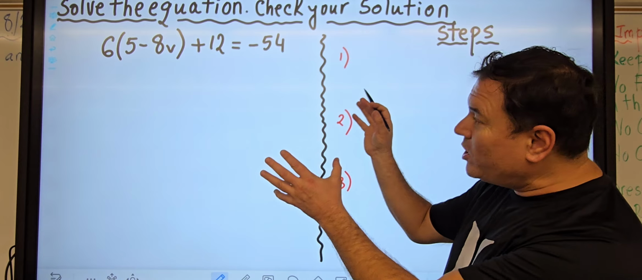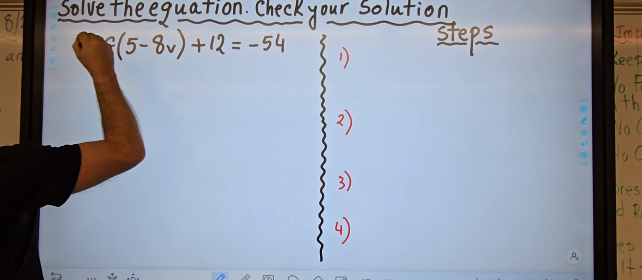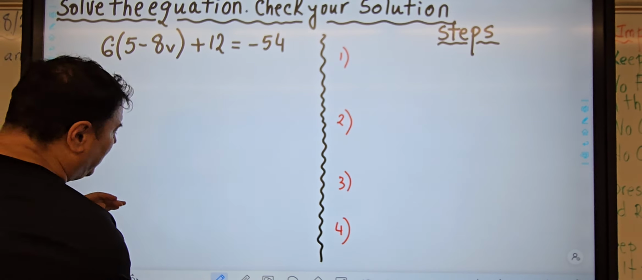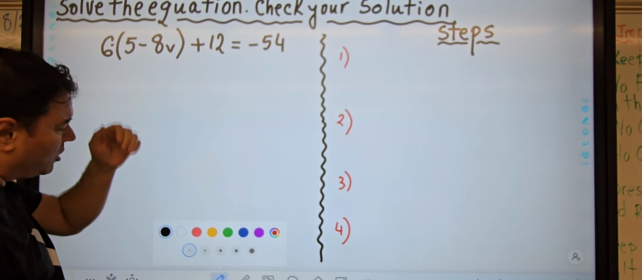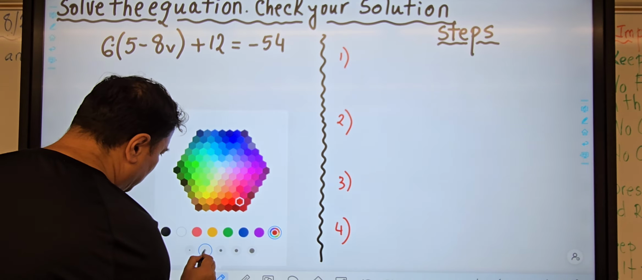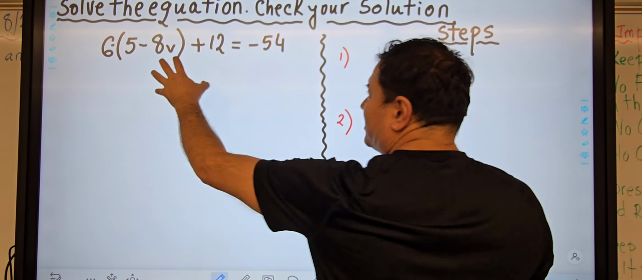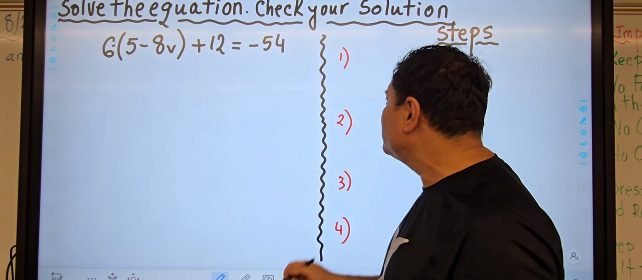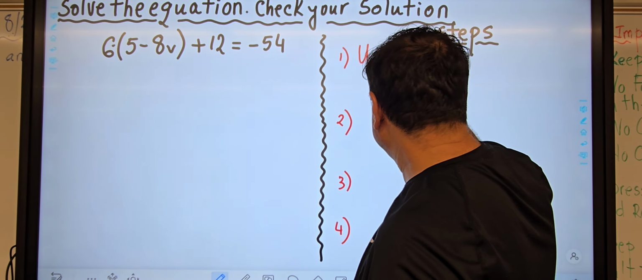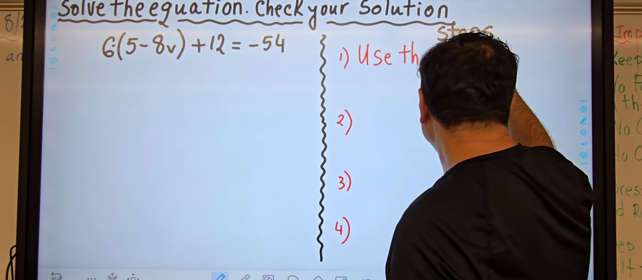And if we look at this equation here, we have a parenthesis, we have 6, again, times 5 minus 8w plus 12 equals negative 54. And of course, we are going to use the distributive property first in order for us to get rid of the parentheses.